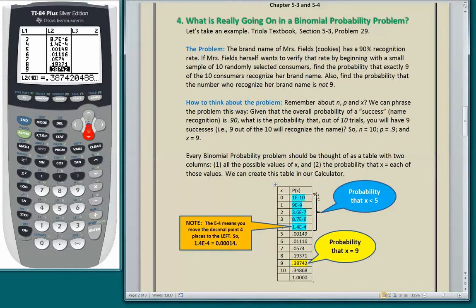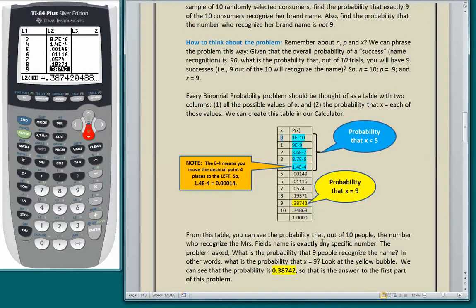You'll notice here, I also have a bubble that says, what's the probability that x is less than 5? Well, one way we could find that is to look at all of these values of x that are less than 5. That's 0, 1, 2, 3, and 4. And here are the probabilities of each of those possible values of x. If we were to add those up, which we're not going to do right now, we would get the probability that x is less than 5. So I just opened up this paragraph right here, and it basically tells you the same things that I just told you.